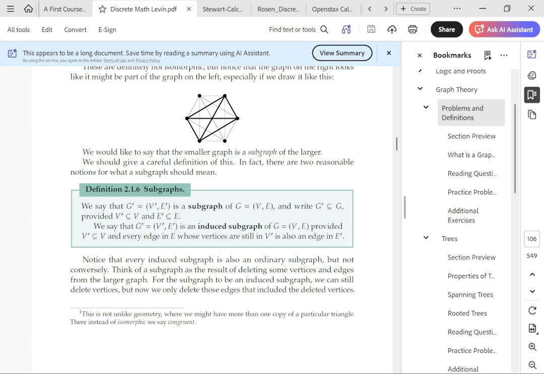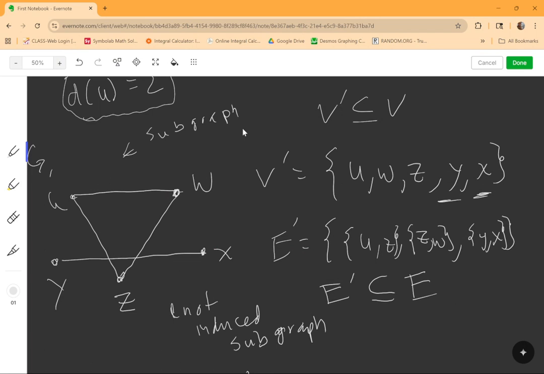Here we see our subgraph, V prime being U, W, Z, Y, X, which is a subset of V, and E prime being the edges UZ, ZW, and YX, which you see is also a subset of E. So that makes it a subgraph. It satisfies that definition. Now, I have a note here. It says not an induced subgraph. Now let's see why that's the case. So let's switch over again to the definition.